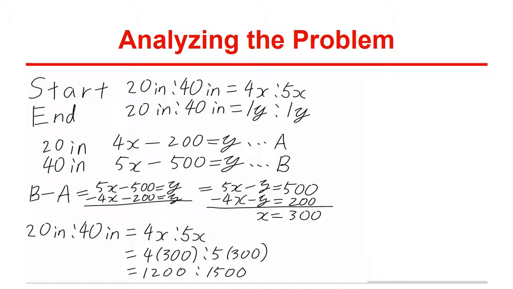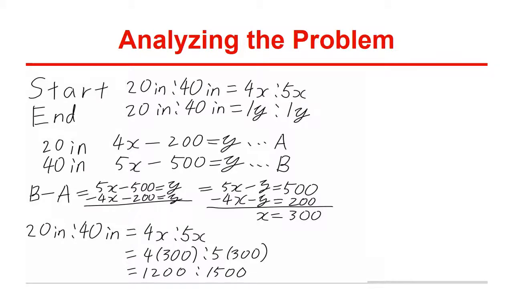And same for the second one, you want to gather the variables and the numbers. But then at the end you get x equals 300. So now it's easy. You just have to plug the 300 into the x spots. So 4x to 5x, you plug in 300 after the 4 and 300 after the 5.